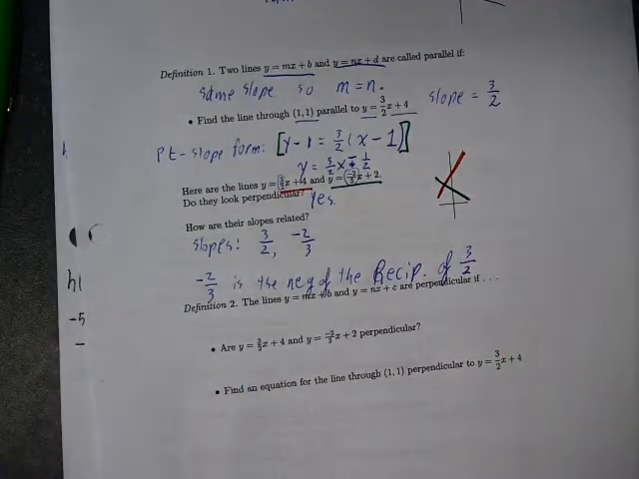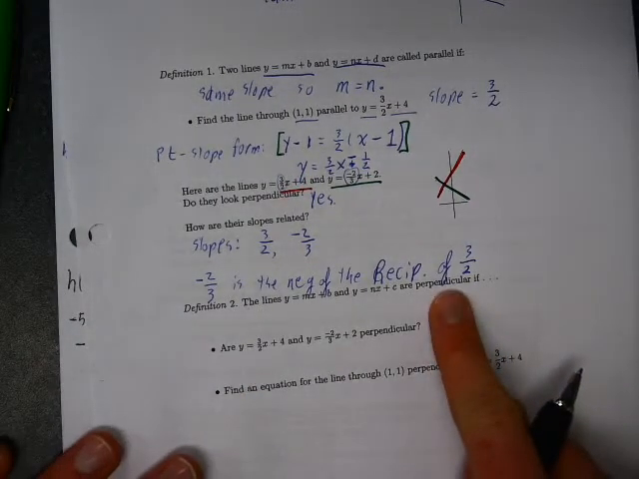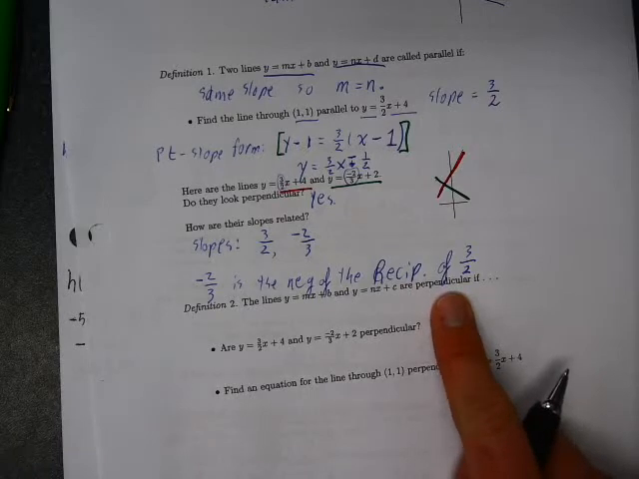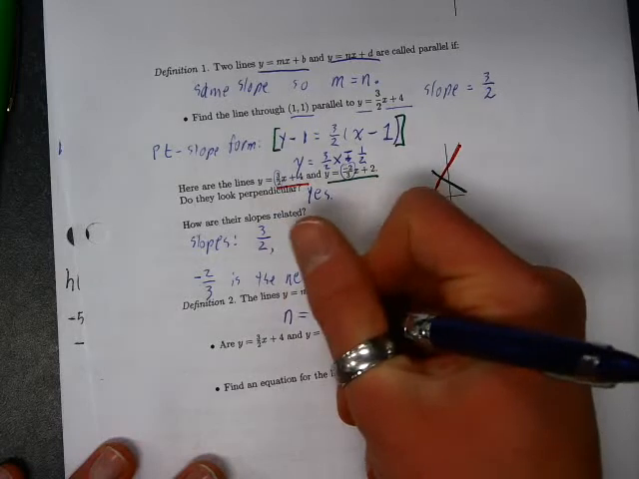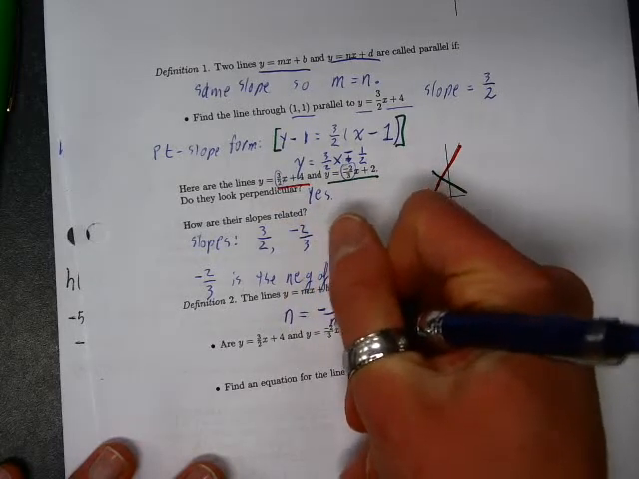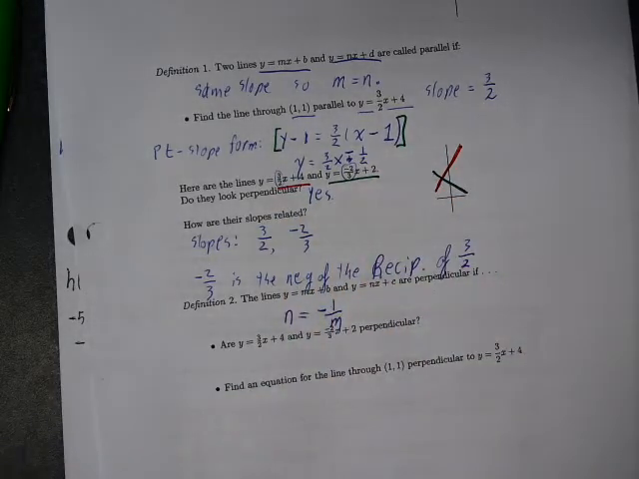And in general, that's always true. Two lines are perpendicular if their slopes are negative reciprocals of each other. If n equals negative 1 over m. And let's just check that in a single example. Let's just use it to do a computation.